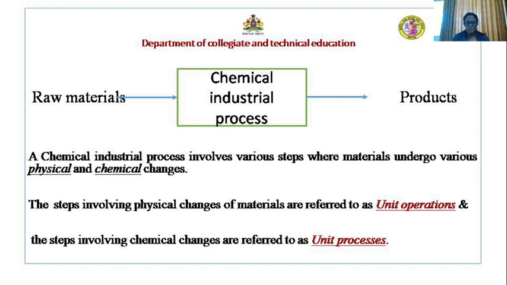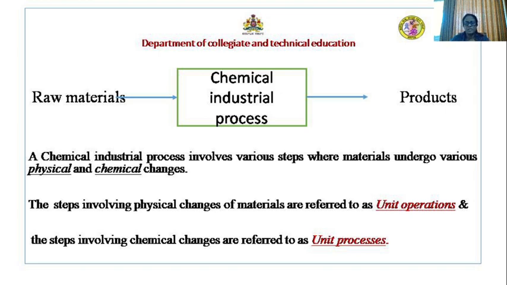The process may involve a number of steps, where the material has to undergo a number of changes before we get the final form of the product. The steps wherever the material is undergoing physical change are called unit operations, and the steps involving chemical changes are called unit processes. So chemical engineering is a combination of the study of unit operations and unit processes.